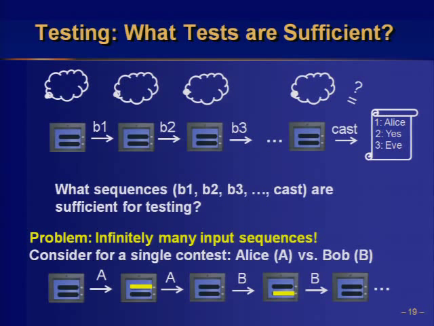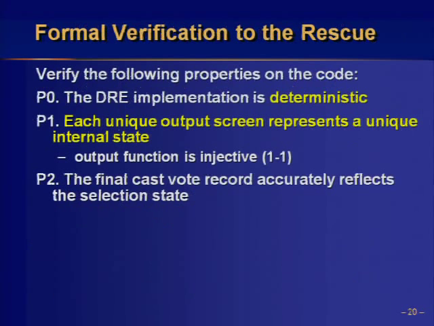And that makes it quite complicated for testing. So this is a place where formal verification can help. In particular, we can prove a set of properties on the implementation, on the code. For instance, we can prove that the voting machine code is a deterministic function. The next state function is a deterministic function of certain relevant state variables.